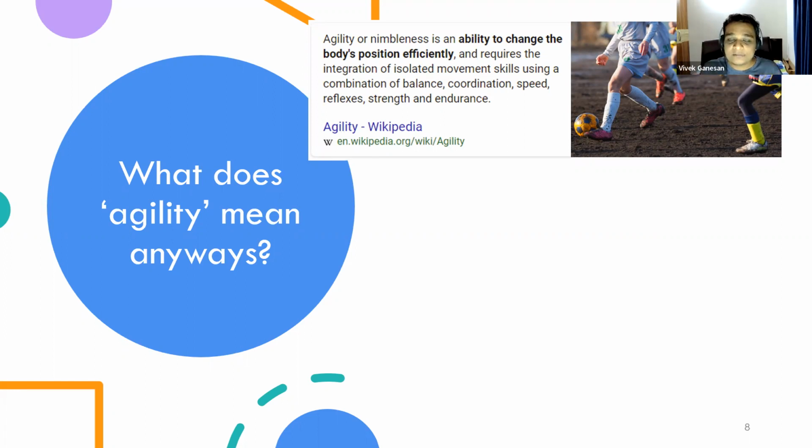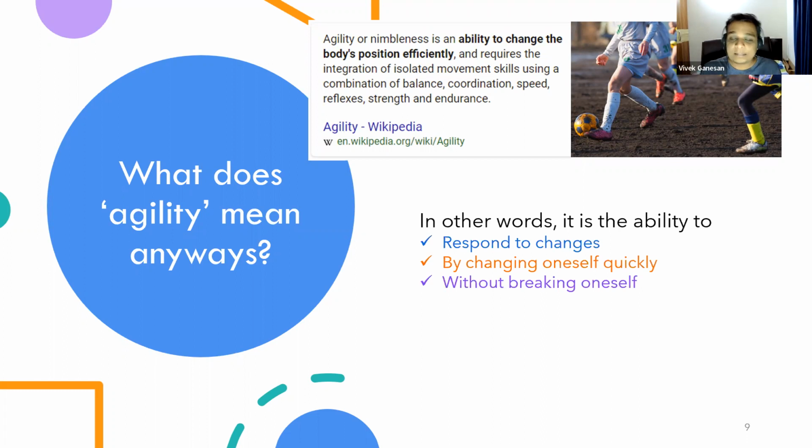So similarly, when you apply this to organization, right? Organizations are also very same. The organizations which try to change their direction because there is a lot of uncertainty in the market, right? Uncertainty in terms of internal aspects and the external aspects of business. So an organization needs to change direction very fluidly, and it should not break itself in the process. So in other words, agility is nothing but the ability to respond to changes, and it should be done by changing oneself or changing the organization quickly, but without breaking the organization or without breaking the individuals involved in the process. That is agility according to me.